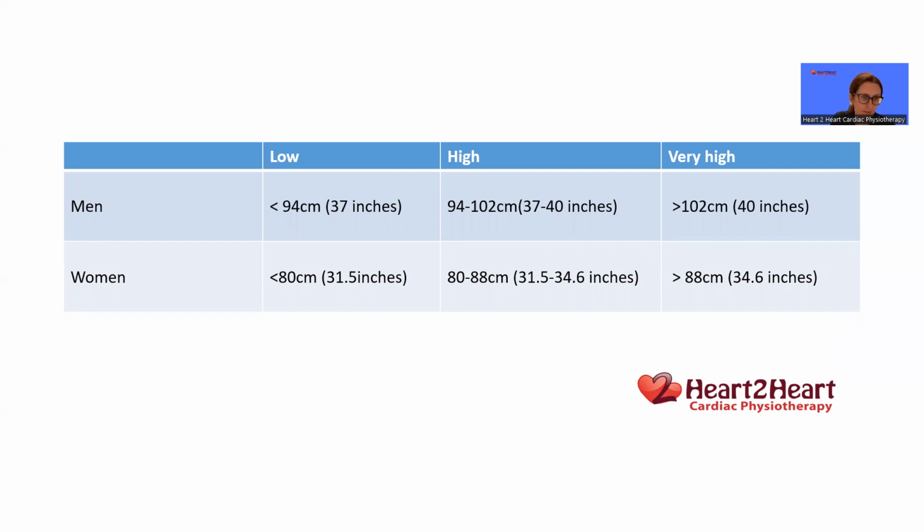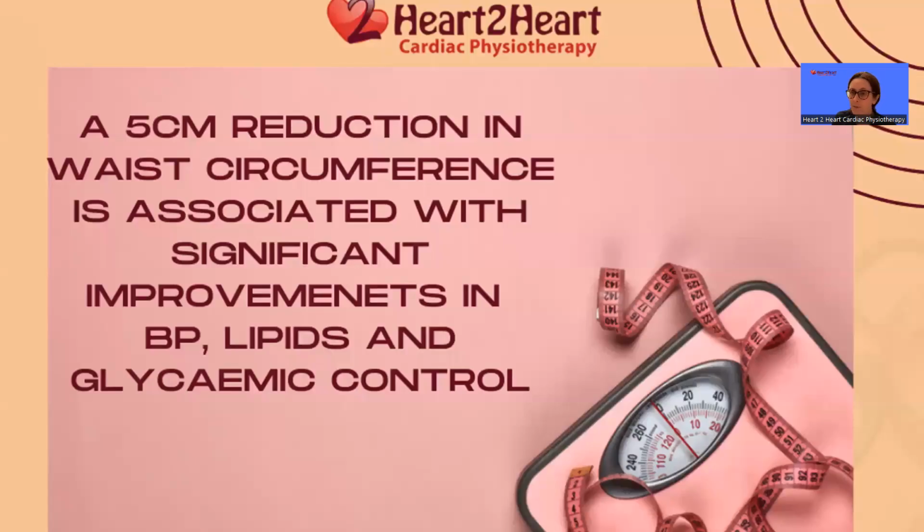And certainly sometimes while weight loss might not be coming up on the scales for you, you might be losing significant measures around that area, which has significant benefits for your heart health. And just to remind you that a 5 centimetre reduction in waist circumference is associated with significant improvements in blood pressure, your cholesterol or your lipids, and your glycemic control.